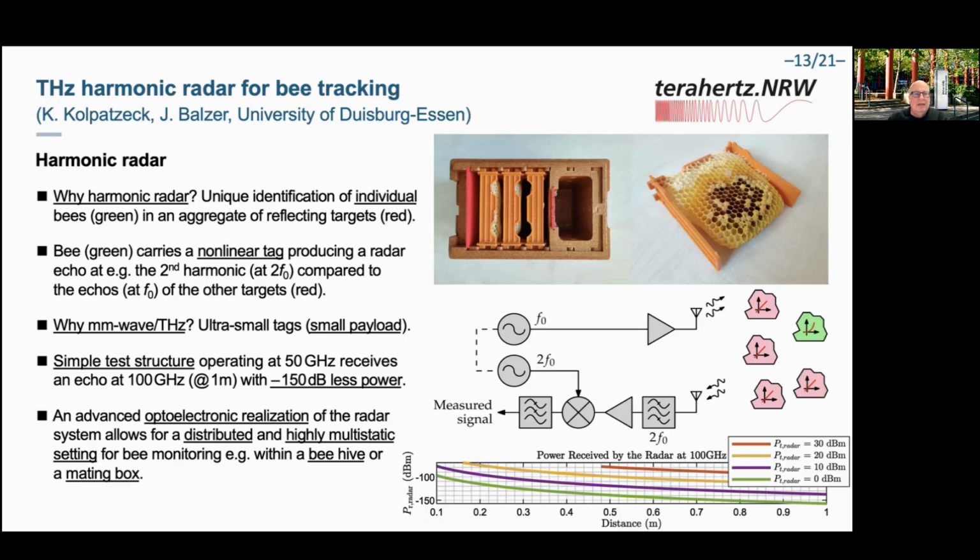Something very interesting is that they are looking at using advanced optoelectronic realization of radar systems, allowing for a distributed and highly multistatic setting that could, for example, be introduced in the inner surface of a beehive, where the transmitters and the receivers are connected via fiber optic, or they could also be introduced into a mating box as shown here in order to monitor, let's say, the queen bees. So that would really be a step forward in very precise insect or bee monitoring within the very small compound of a beehive.